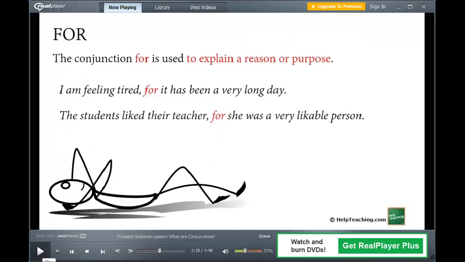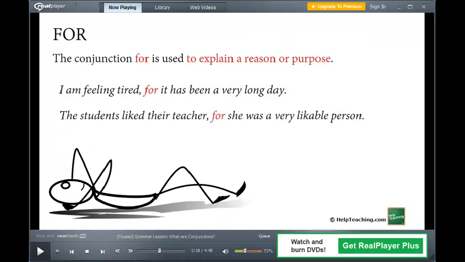Right. The conjunction for, F-O-R, what is it used for? It is used to explain a reason or a purpose. For example, you say, I am feeling tired, for it has been a long, very long day. So the reason why you are feeling tired is because the day had been very long.